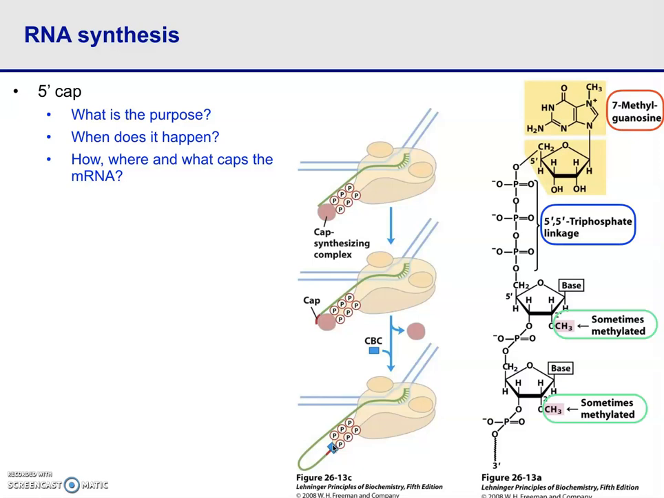The capping enzyme adds a 7-methylguanosine nucleotide that is bound to the first base via triphosphate linkage. In addition to that, as part of the cap, we have methylation on the 2' ends, either of the first or both first and the second nucleotides.